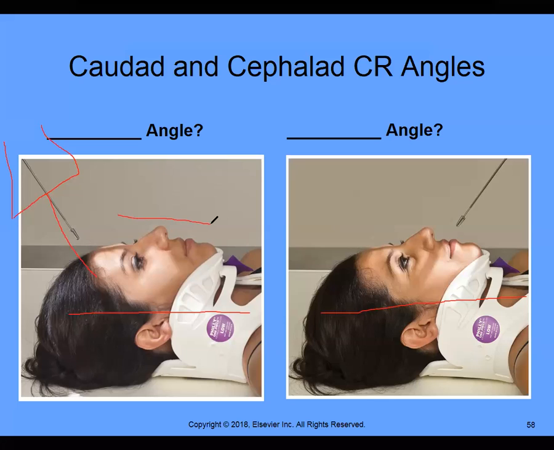If I'm pointing anything towards her feet, down, this is going to be caudad. Also, we could refer to it as caudal. We're going to angle the CR caudally, or in a caudad angle. If I'm pointing the central ray, here's my X-ray tube, towards the head, then I will call that a cephalad angle. So it's either caudad or cephalad.